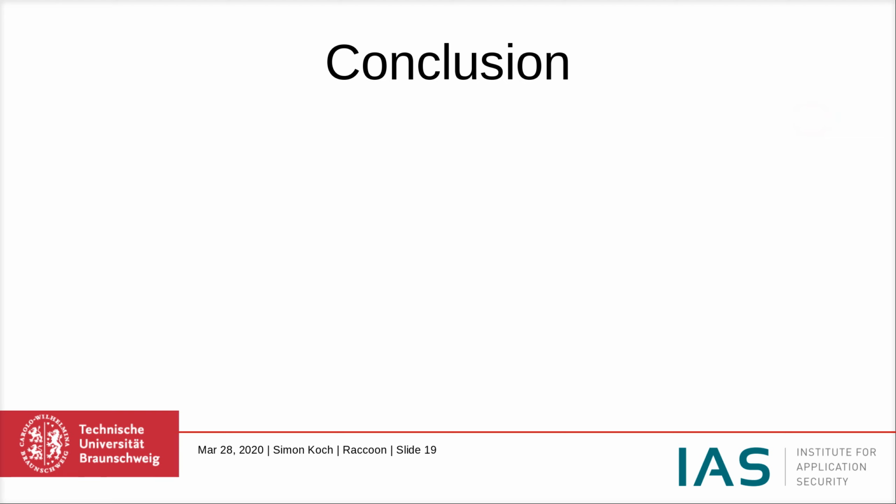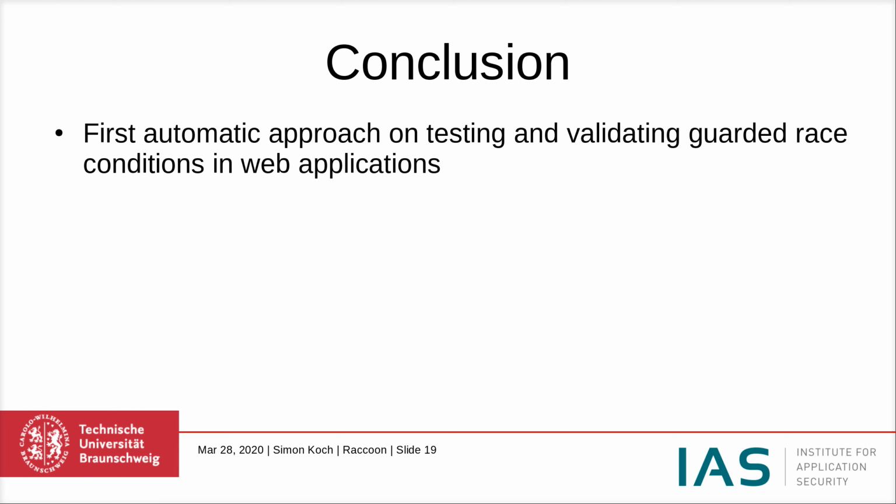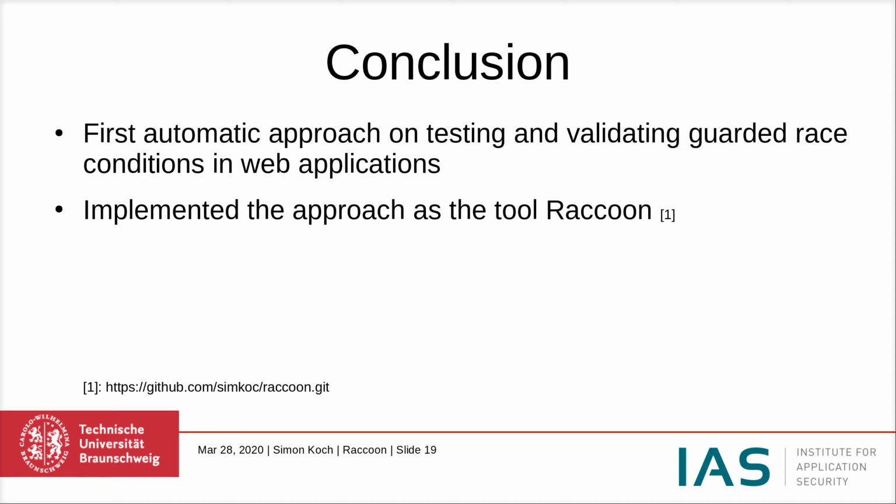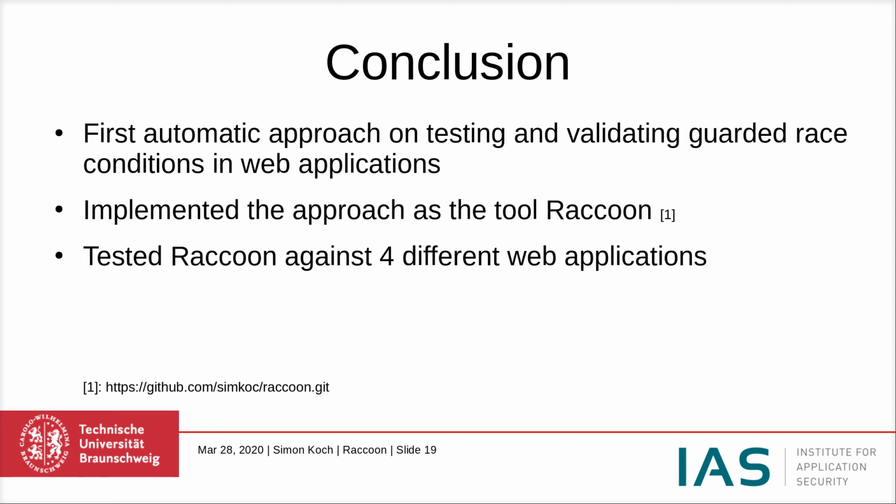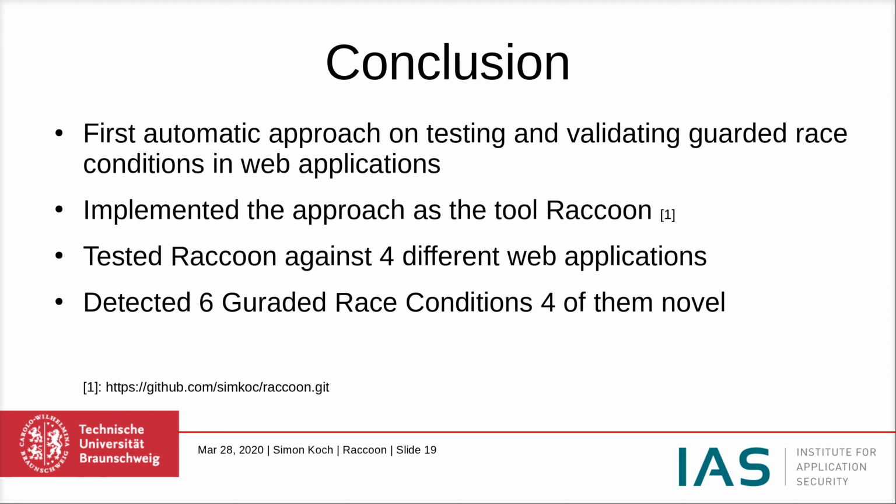To summarize, we presented the first automatic approach on testing and validating guarded race conditions in web applications, implemented the approach as the freely available tool Raccoon, tested 4 different web applications, and found 6 guarded race conditions, of which 4 were novel.